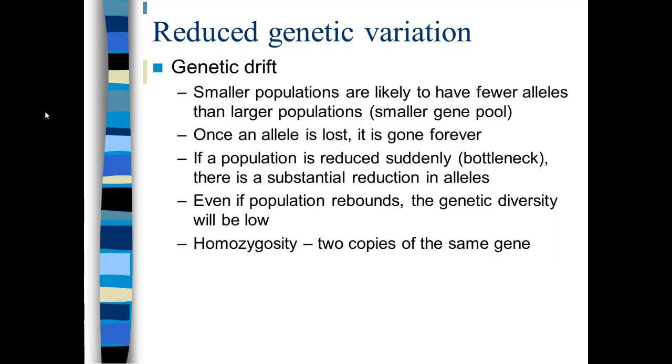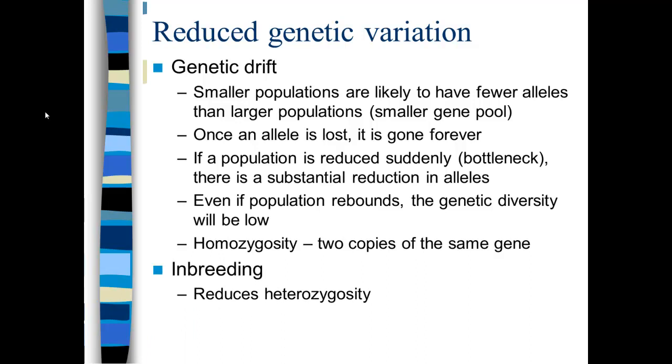Okay, and if the population is reduced suddenly through an environmental event, that creates a genetic bottleneck. With the bottleneck, all of the alleles that are lost due to the death of individuals in the species are going to lead to a substantial reduction in alleles. And even if the population rebounds, those lost alleles are lost forever. You can have a large population, but not a whole lot of genetic diversity. And what results is homozygosity. You have two copies of the same gene. Heterozygosity is obviously better because you have two different alleles in the same individual.